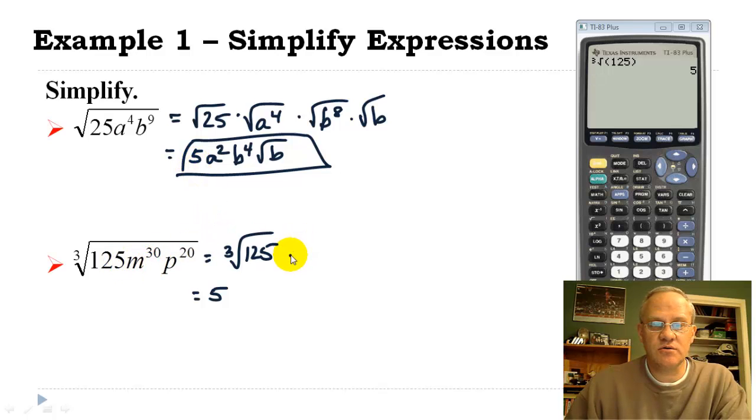Then we're going to go to the cubed root of m to the 30th. Will that divide evenly? 30 divided by 3? Yeah, it will. So we don't have to break that up any further.